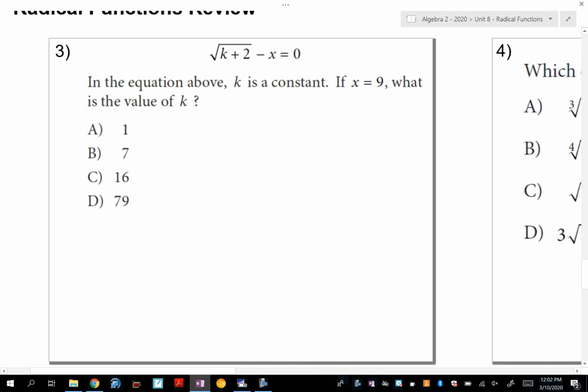Number 3. Yes, I'm not trying to mess with you, right? This is important. It's on the SAT. It's got to be on my test. Number 3 says, if x is 9 in the equation above, what is k?